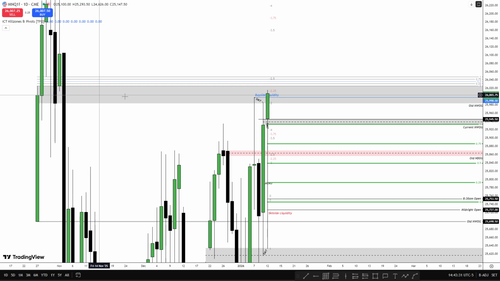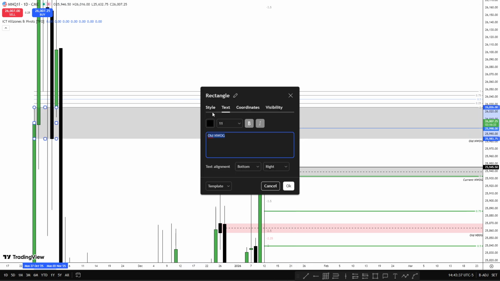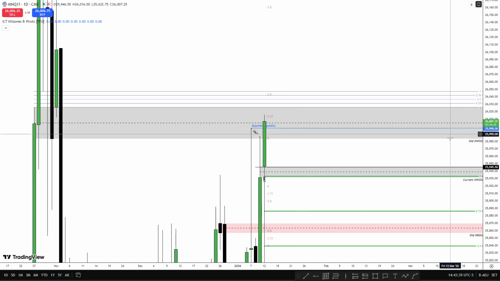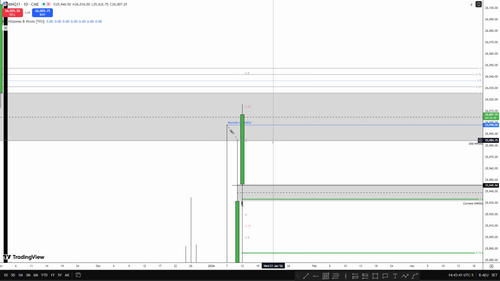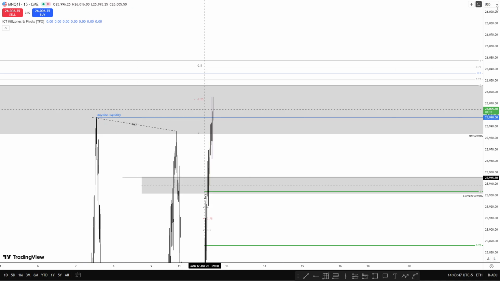Do we close above that fair value gap, or do we close below? How price treats the CE of this old new week opening gap. Do we close above the CE or do we close below the CE? Do we close above this old high?